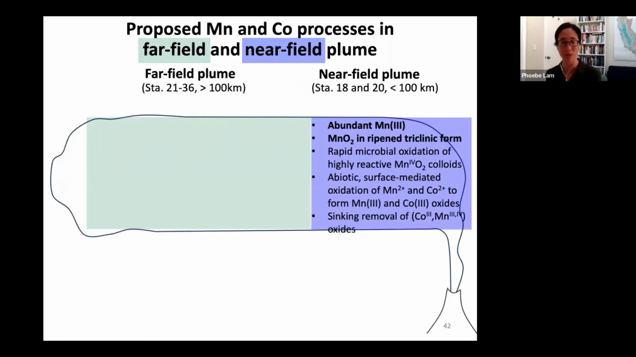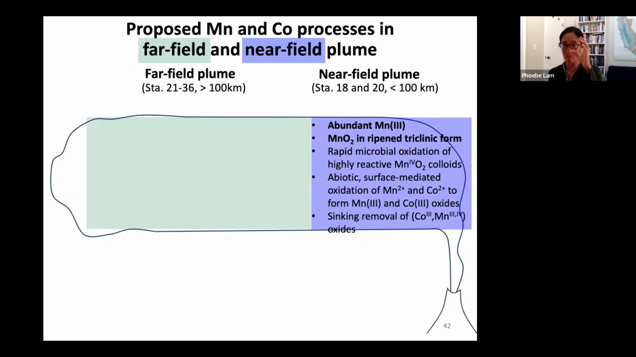in the near field. We have abundant manganese 3 that shows that we had this really fresh bacterially produced manganese 4 oxide that then ripened and incorporated more of this manganese 3. Meanwhile, cobalt competed with that manganese to be also co-oxidized and incorporated into that manganese oxide. And that then explains that very tight correlation between manganese and cobalt in the near field.